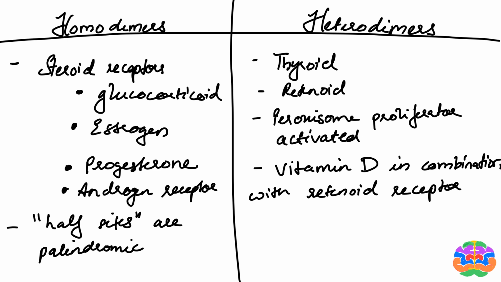Homodimers are mostly seen in steroid receptors such as glucocorticoid, estrogen, progesterone, and androgen receptors. Their half sites are palindromic in nature, whereas heterodimers are seen in thyroid, retinoid, peroxisome proliferator activator, and vitamin D receptors in combination with retinoid receptors.